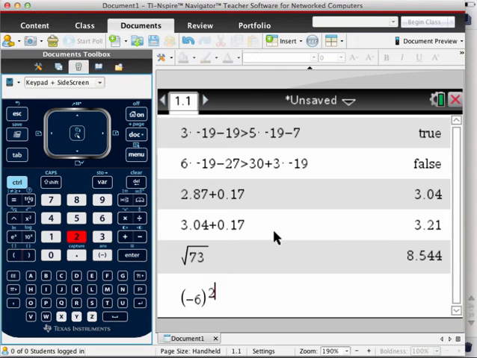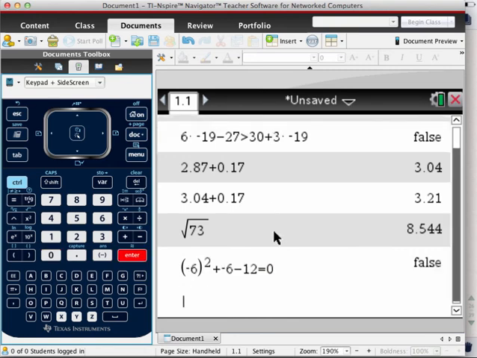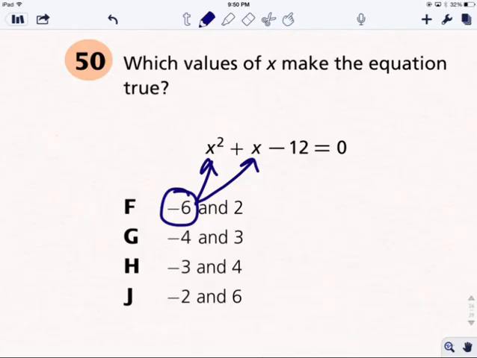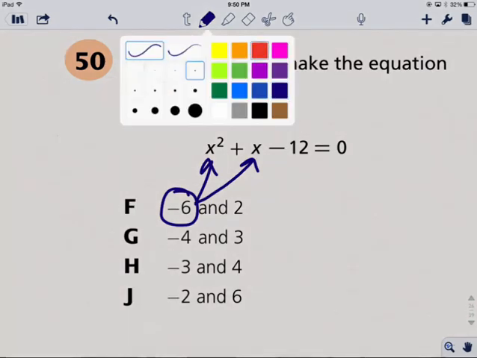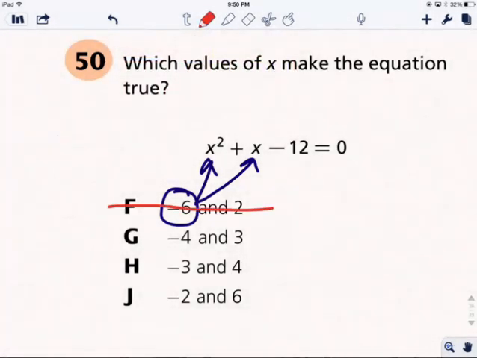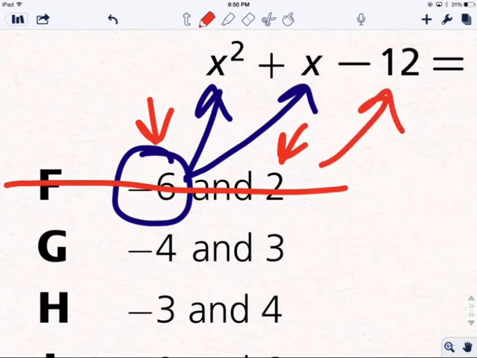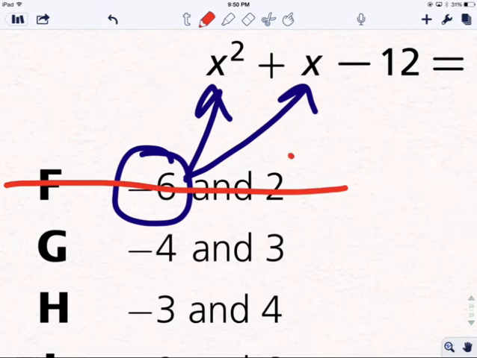-6 in parentheses squared plus -6 minus 12, is that equal to 0? False. So -6 does not make the equation true. So we don't even need to test to see if 2 makes it true, because F is automatically out of the running, because the AND word means that both -6 and 2 have to make the equation true in order for F to be the correct answer. But if -6 doesn't make the cut, it doesn't matter if 2 does.